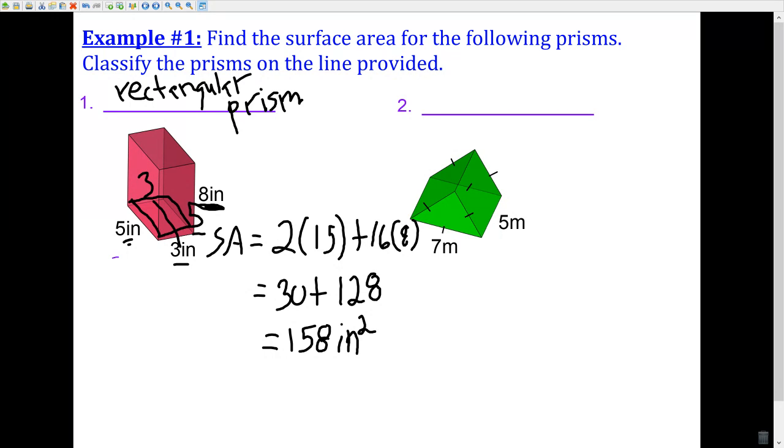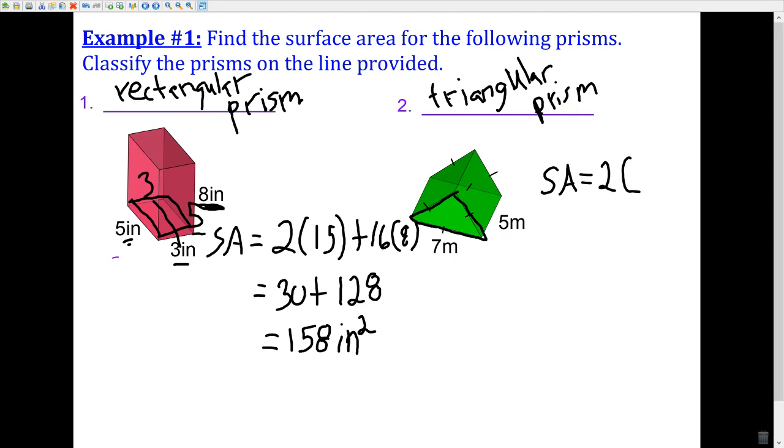This next one, okay, now you've got to be careful because this is not just any ordinary kind of rectangular prism. This is a triangular prism. So be a little more careful defining your base. This is where people mess up. They don't label the base correctly. Your base is this triangle here. That's the base. So it's going to be 2 times the area of the base.